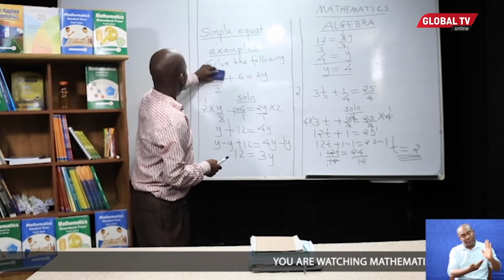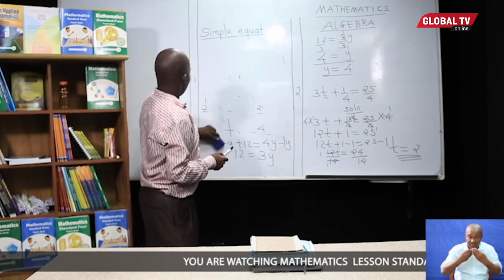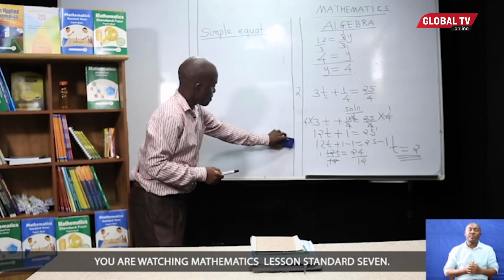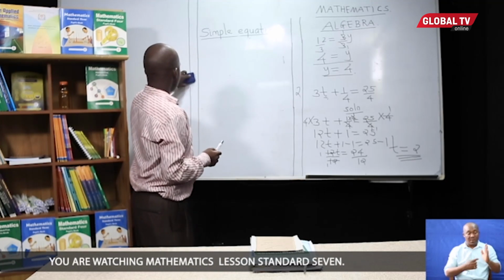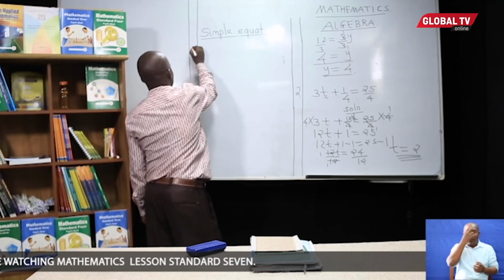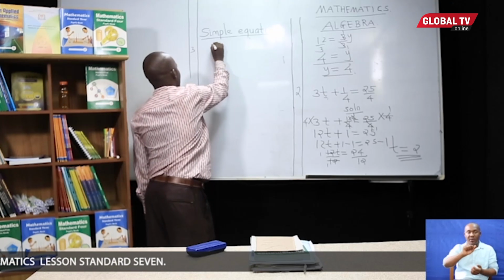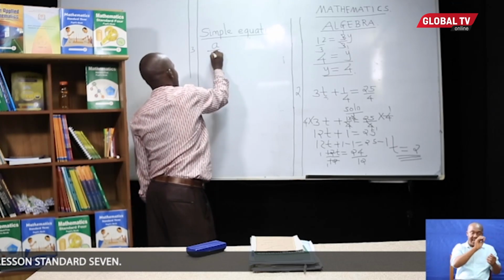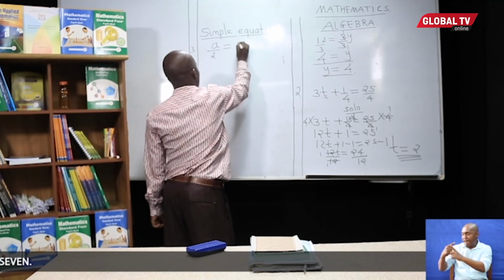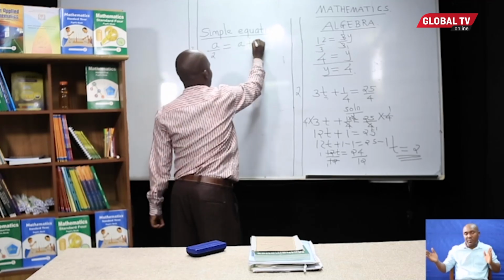But before the other questions to try, let's go to example number 3. Example number 3: find the value of letter A, if A over 2 is equal to A plus 3 over 10.